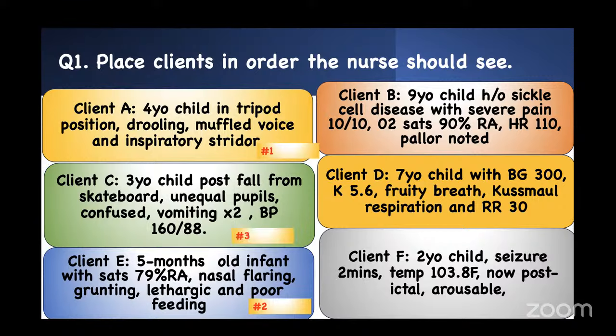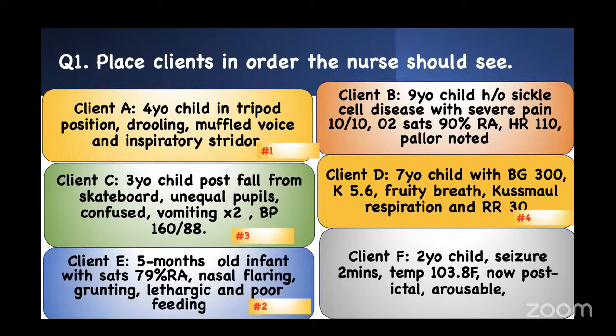Now, you have a 9-year-old child with sickle cell disease, severe pain, right? And you have a 7-year-old with what looks like DKA. And then a 2-year-old who just had a seizure. So post-seizure, DKA, and what? Sickle cell crisis. What do you think? We should go ahead and deal with the DKA because of the hemodynamic instability, right? You have a potassium that is high. You have dehydration. It's more serious than the sickle cell patient.